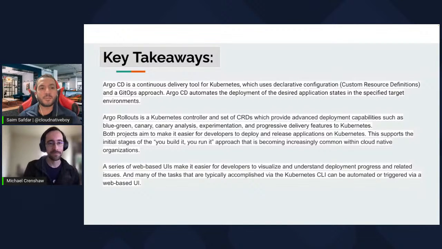Yes, and there are four projects in place for Argo. Argo Rollouts, as I tried to explain here, is a Kubernetes controller and set of CRDs which provide advanced deployment capabilities such as blue-green, canary releases, experimentation, and progressive delivery features to Kubernetes. Both projects aim to make it easier for developers to deploy and release applications on Kubernetes. And this supports the initial stages of the you build it, you run it approach that is becoming increasingly common within cloud native organizations.